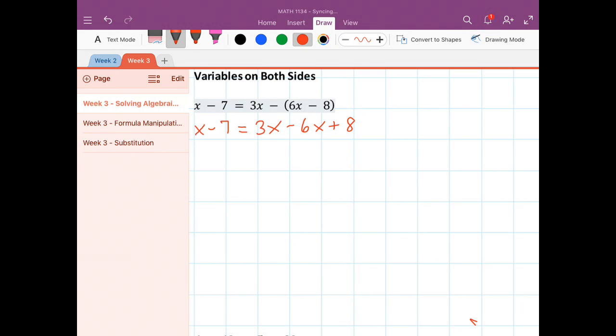Okay. So now I can simplify that further because I see that I have a 3x and a 6x on the same side. So the first thing I'm going to do is simplify that. So I get x minus 7 plus negative 3x plus 8. Okay, I'm going to bring this negative 3x over to the other side, or get rid of it on this side to bring it to the other side. So to do that, I'm going to add 3x to each side.